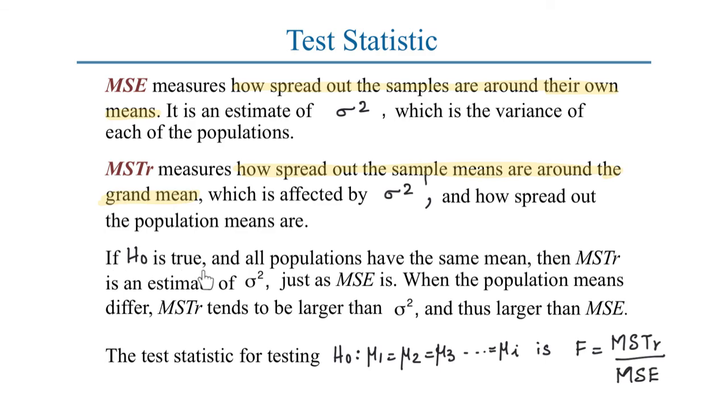When the null hypothesis is true and all populations have the same means, then MSTR is an estimate of sigma square, just as MSE is. When the population means differ, MSTR tends to be larger than sigma square, thus larger than MSE. The test statistic for testing the null hypothesis, mu1 equals mu2 equals up to mu I, is F. That is the ratio of MSTR over MSE.